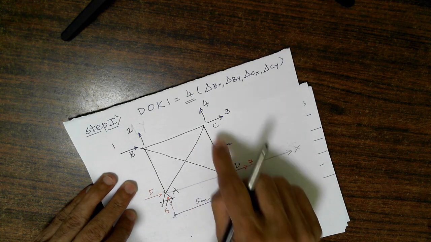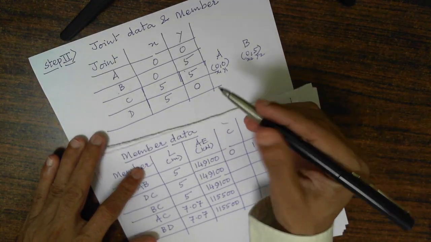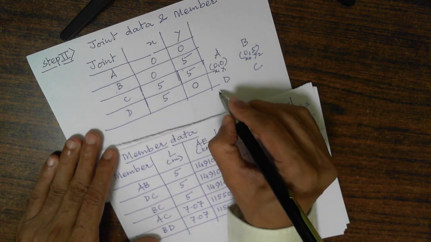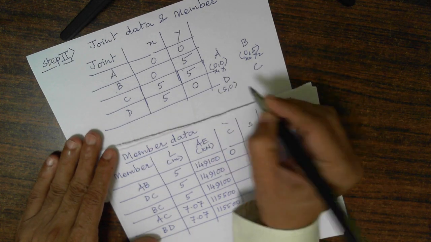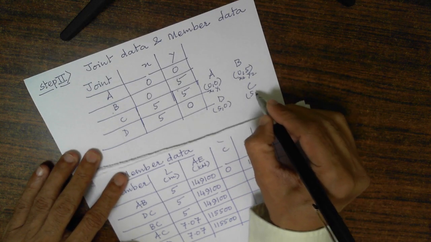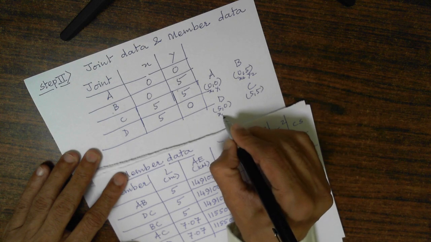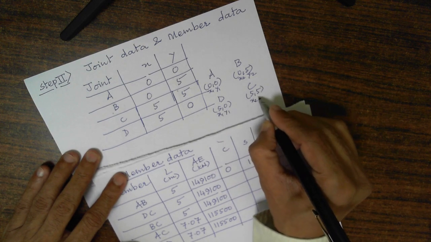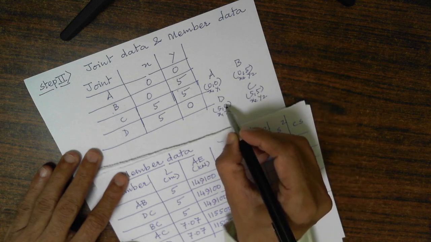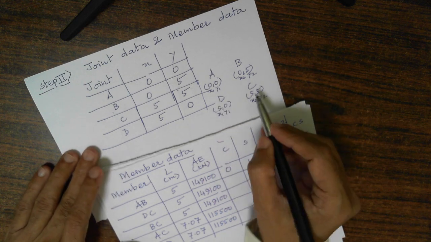Whereas properties for DC member and AB member will be the same. So again, I will write DC. If I write member DC, what are the properties of DC? Coordinate of DC is 5, 0 and coordinate of D is 5, 5. So this is x1 y1, this is x2 y2. If I say CD, this will be x1 y1 and this will be x2 y2. But I have taken DC, so this is x1 y1.